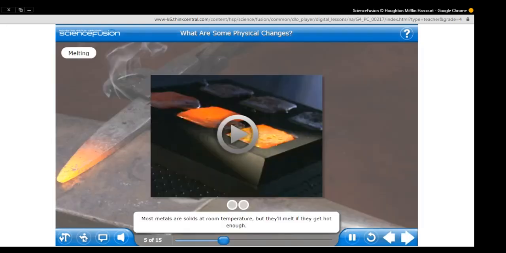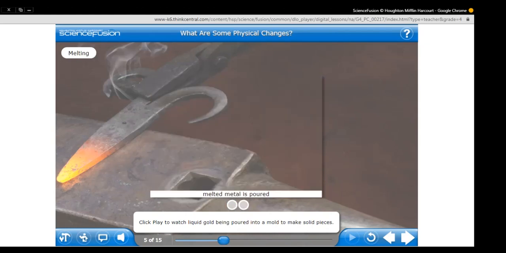Most metals are solids at room temperature, but they'll melt if they get hot enough. Click play to watch liquid gold being poured into a mold to make solid pieces. Look, it will be an amazing video to know how to form the shapes of the gold items from the gold.